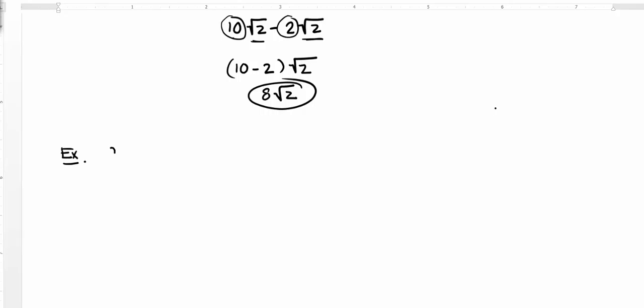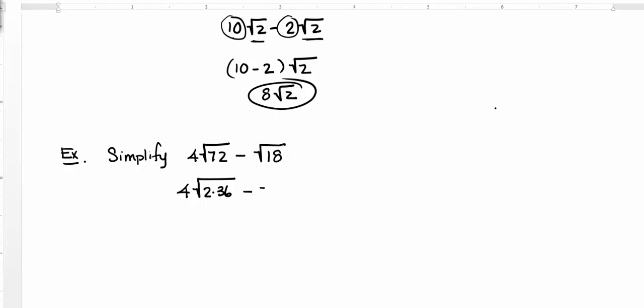If I have, simplify, 4 times the square root of 72 minus the square root of 18. Again, I see that these two aren't perfect squares, but I notice that 72 can be broken down into 2 times 36, and 36 is a perfect square. Right? 72 can be factored into 2 times 36. 18 can be factored into, think of a perfect square factor, 9. Right?